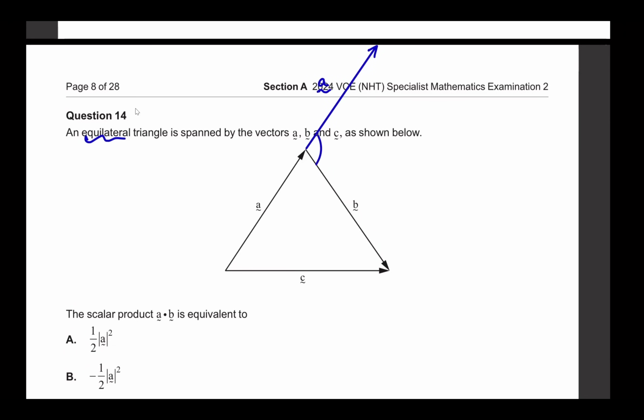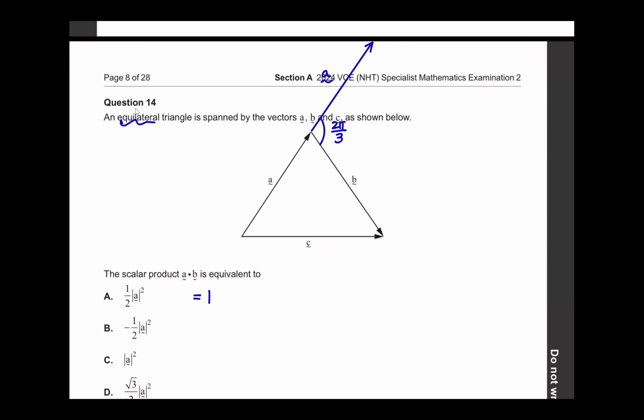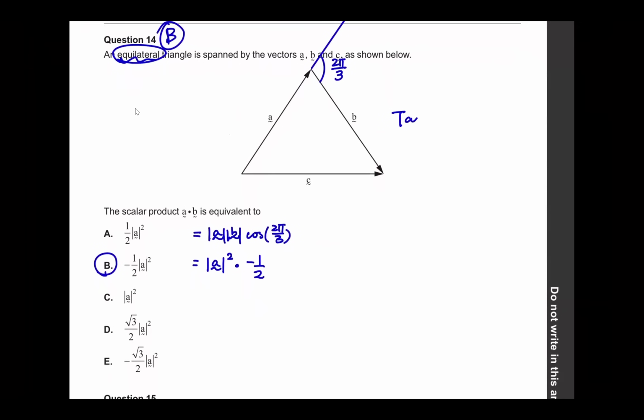So the angle between A and B is not 60 degrees. It's actually 120 degrees or 2 pi over 3. And then A dot B is the magnitude of A times magnitude of B times cosine 2 pi over 3. So that means because A magnitude equals B magnitude, you get A magnitude squared. In an equilateral triangle, all sides equal each other, times minus half. So that means your option B is correct. Tail to tail for dot product.